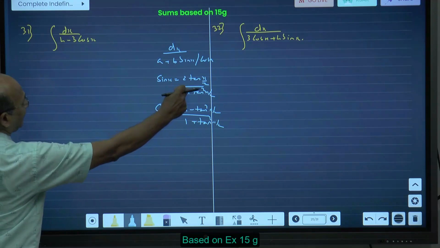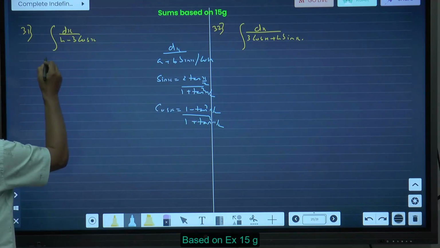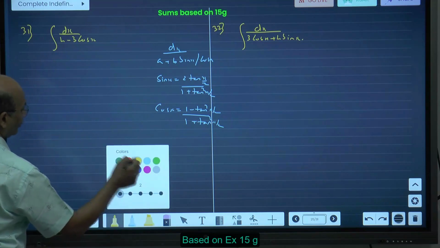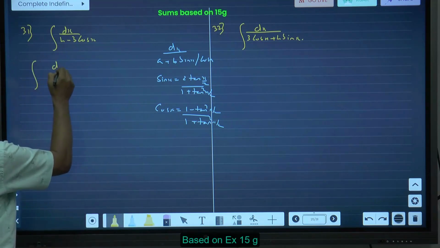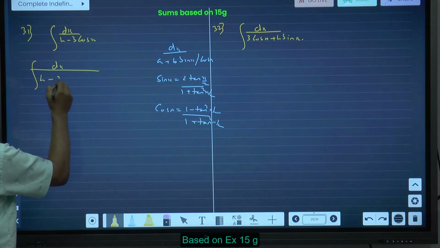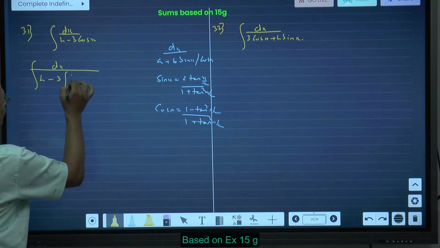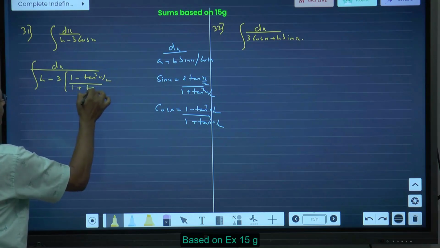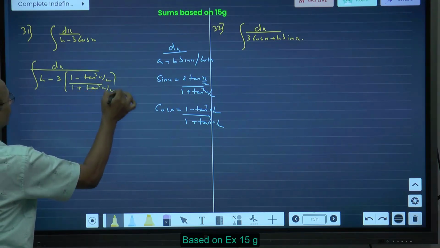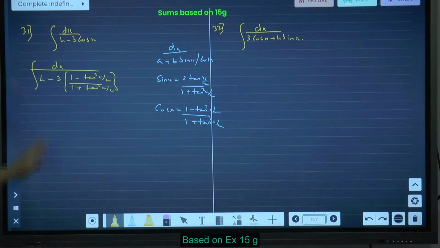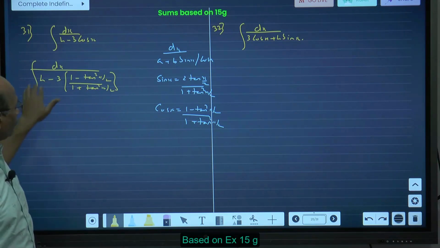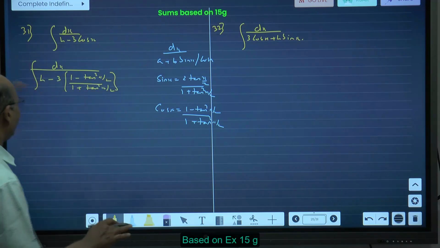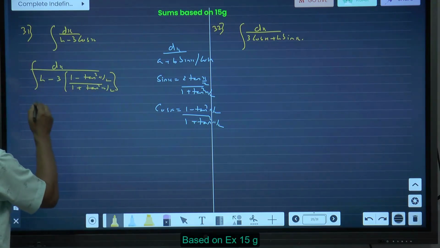You put cos x as, do this part, so pay attention very clearly now, I am doing this. So this will become dx upon 4 minus 3, cos x as 1 minus tan square x by 2 upon 1 plus tan square x by 2 dx. Okay, once you apply this formula, you find the LCM here. Simplify all the sums. So I find the LCM here.